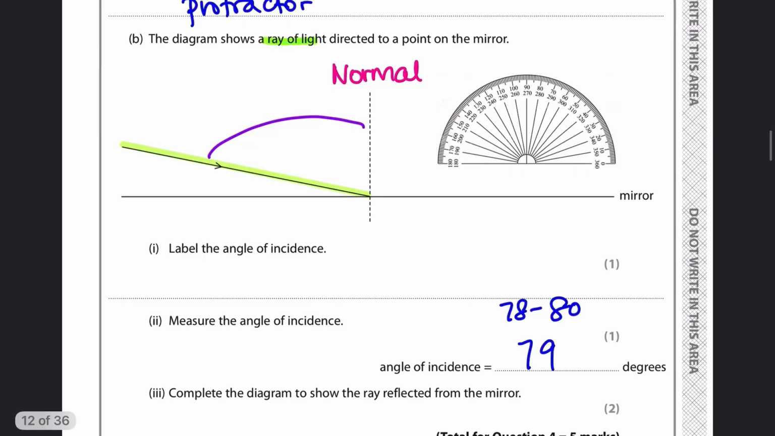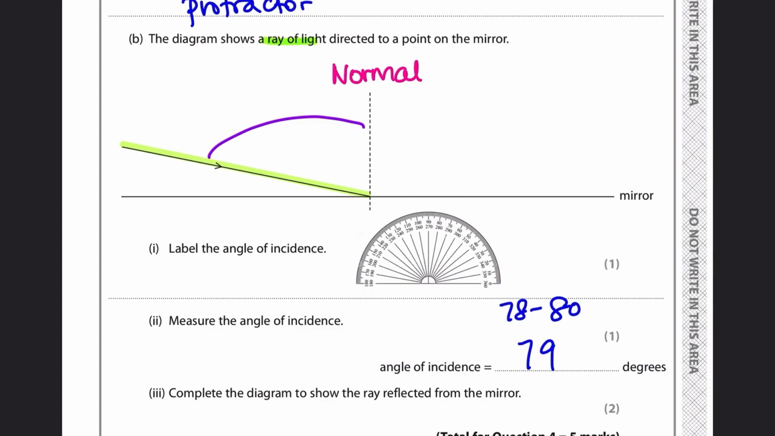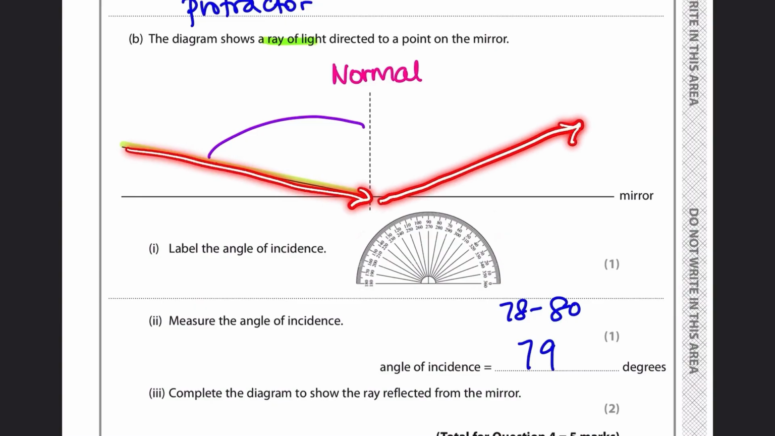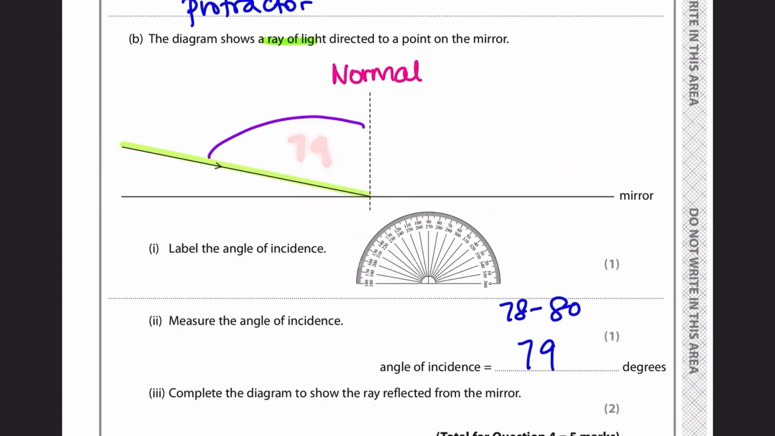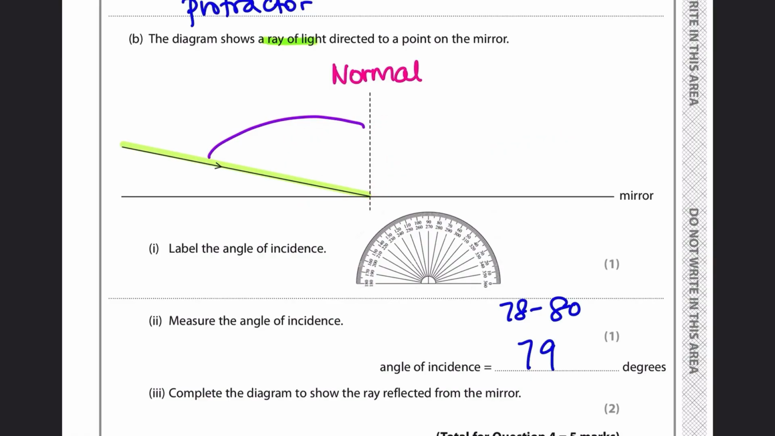And the last bit, part C, complete the diagram to show the ray reflected from the mirror. Okay, so when you draw a reflected ray, the most important thing you have to demonstrate is the symmetry. Because if I just take this out of the way, when this green ray is going into the mirror, you would expect it to be reflected the same amount. So if this angle is 79 degrees, it should also be reflected by 79 degrees, okay?